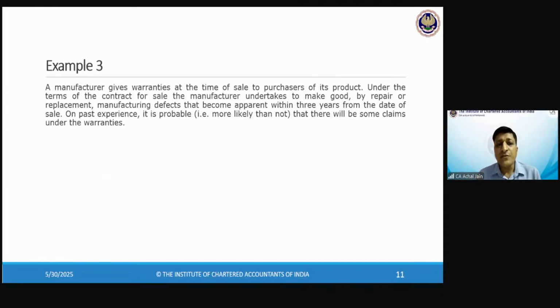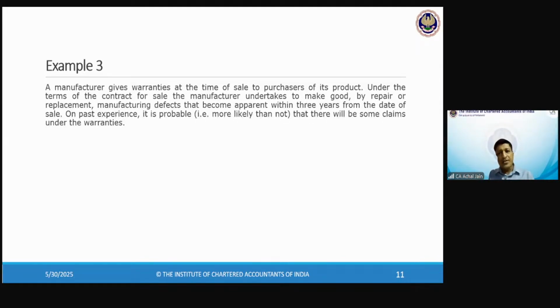A manufacturer gives warranties at the time of sale to the purchasers of the product. Under the terms of the contract for sale, the manufacturer undertakes to make good by repair or replacement manufacturing defects that become apparent within 3 years from the date of sale. On the basis of past experience, it is probable there will be some claims under the warranty. So what do you do in this case?